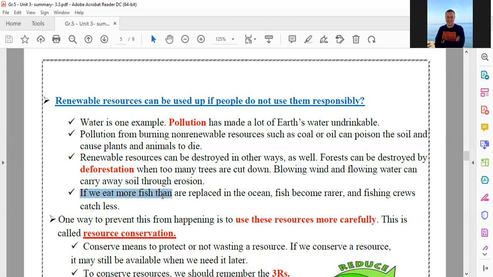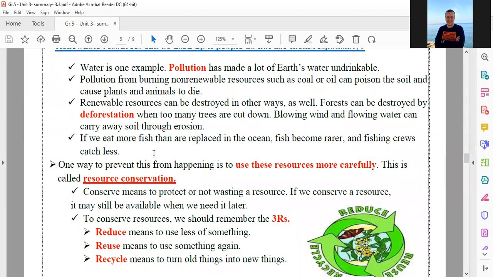If we eat more fish, this was mentioned in the previous activity, if we eat more fish than are replaced in the ocean, the fish will become rarer, they will become less in number, and the fishing crews will catch less. So this was a renewable resource. If we misuse or overuse it, it will become rarer.